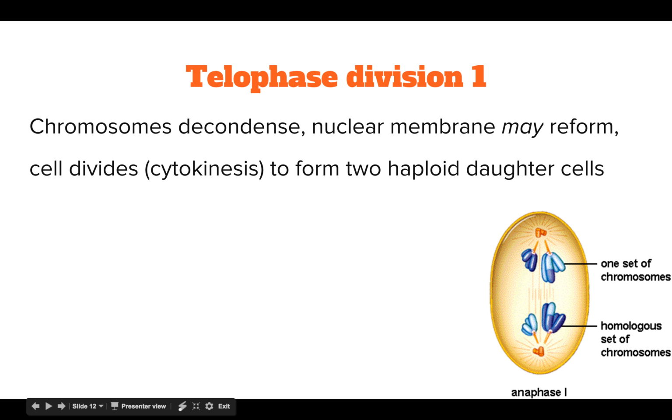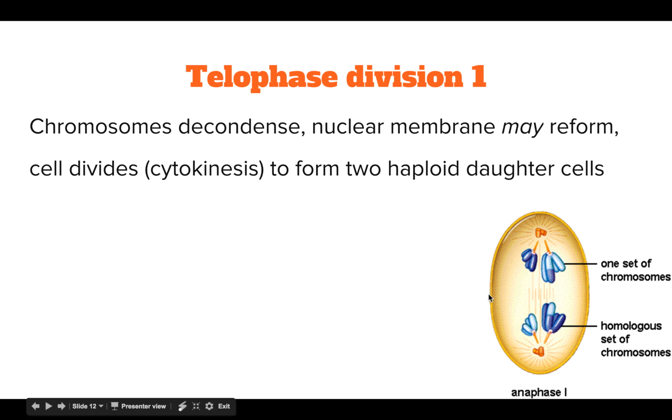So telophase division 1, this is the last stage before interkinesis, and the separation part, as I'll explain later. So chromosomes decondense, nuclear membrane may reform. But you don't have to remember that may. If you say nuclear membrane reforms, you won't lose any marks. Okay, so this is where actually cytokinesis, sorry, I made a mistake before, cytokinesis occurs during telophase. And this is where the cell divides into two to form two haploid daughter cells, and they are not genetically identical.